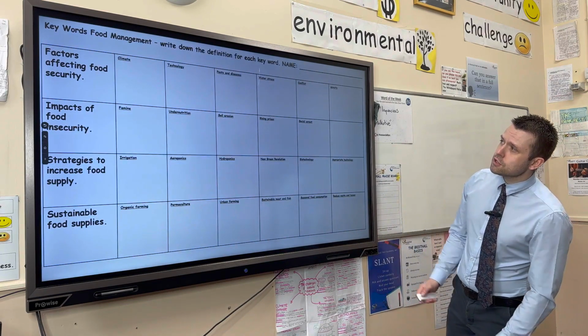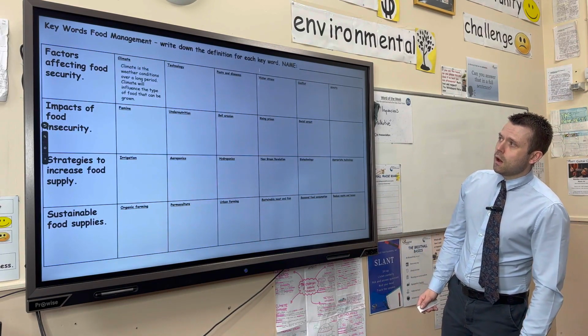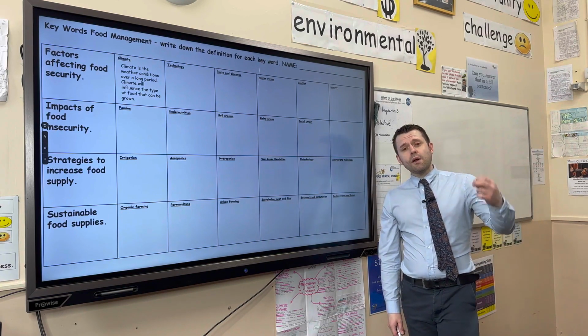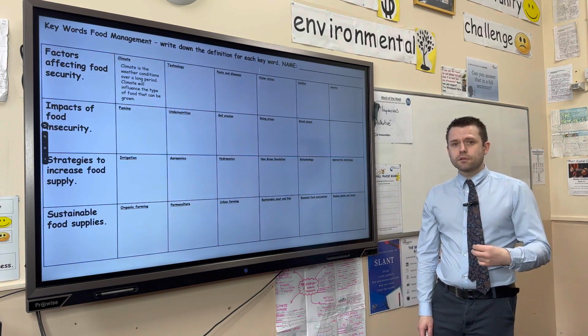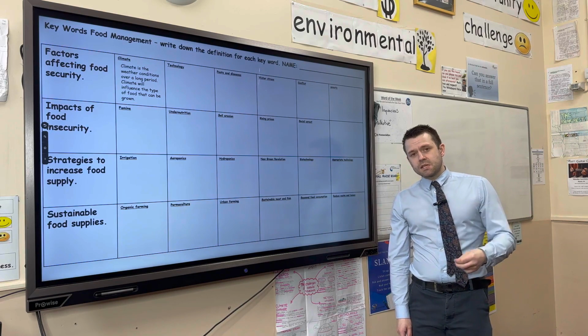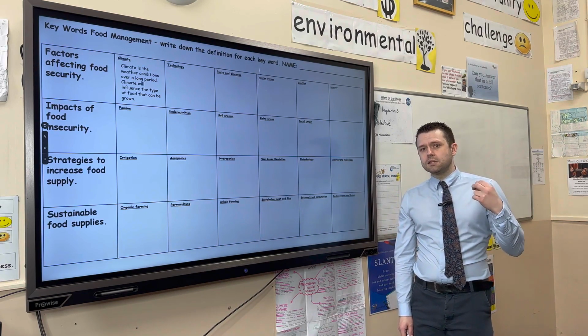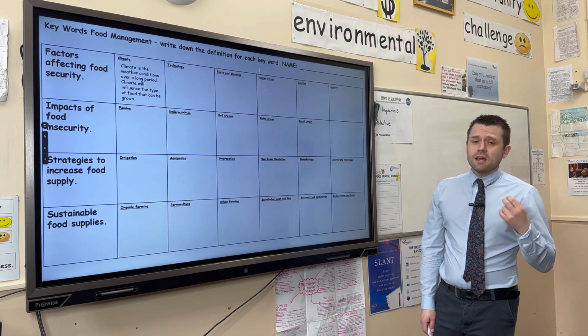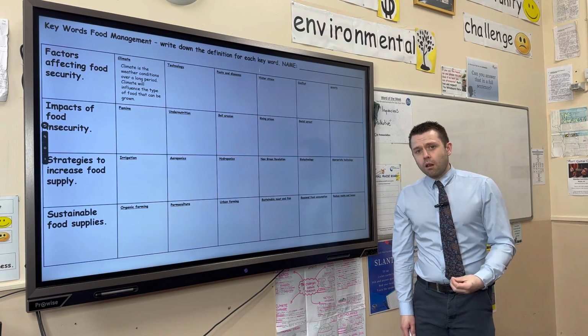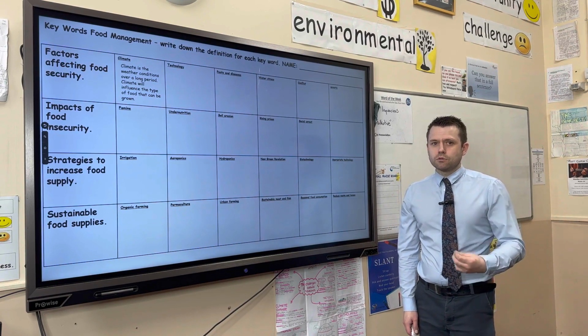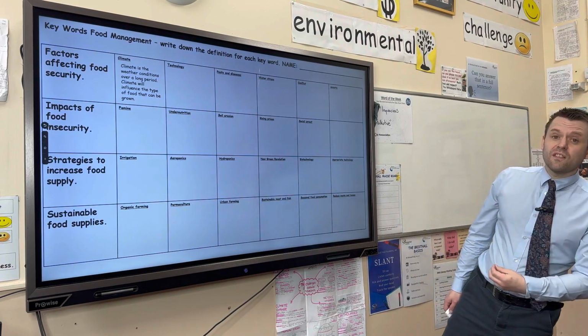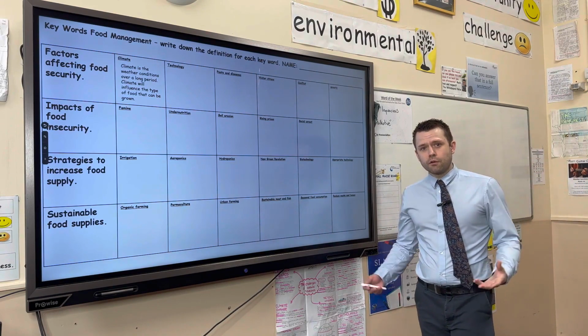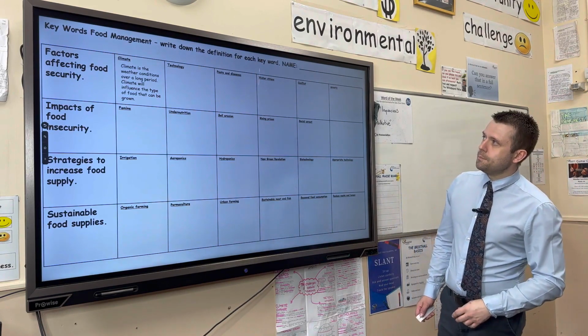So, first of all, the term climate. The climate is the weather conditions over a long period of time. We generally look at precipitation, rainfall levels, and temperature. Obviously, in areas with a more extreme climate, it's going to be more difficult to grow food. And this can affect food security, because if you can't grow enough food, you're going to be hungry.